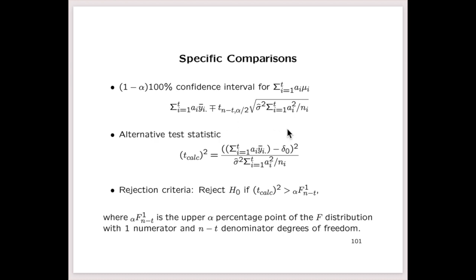Now, an alternative test statistic is to use the squared version of t-calc, and we could also just call this f-calc because the reference distribution for this particular test using this alternative test statistic is the f distribution. All right, but I'll just call it t-calc squared here. And so if we're using the squared version, then we would reject the null hypothesis if t-calc squared is greater than the upper alpha percentage point of the f distribution with 1 numerator degree of freedom and n minus t denominator degrees of freedom.